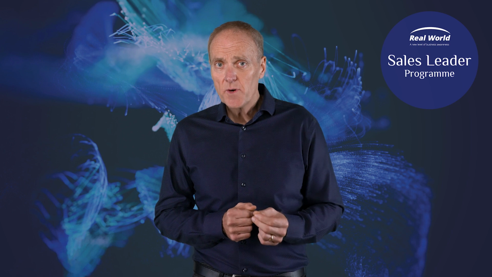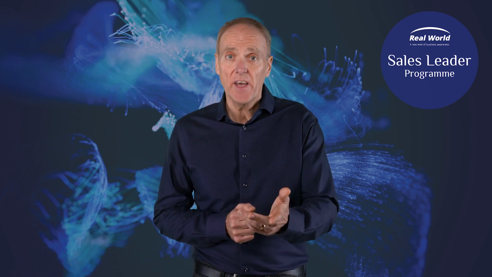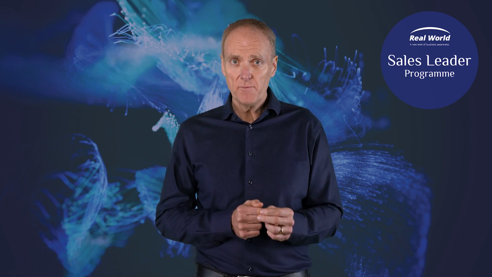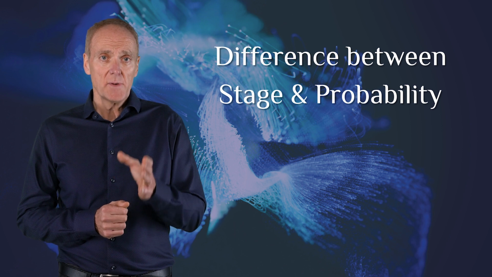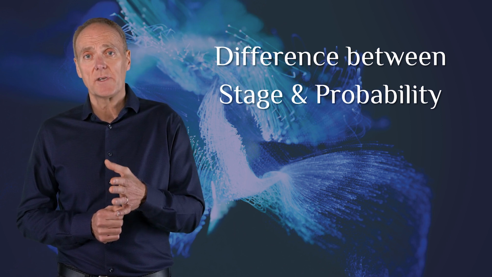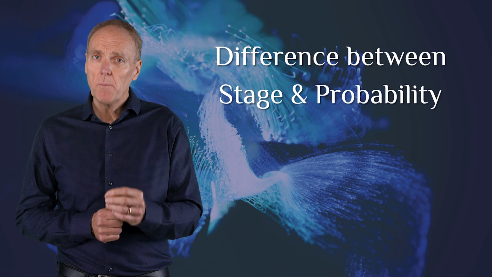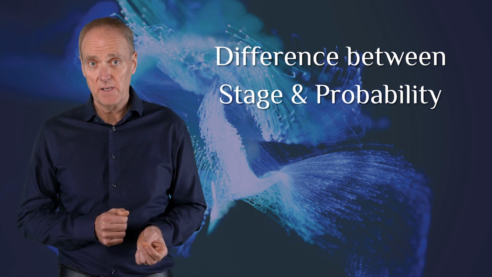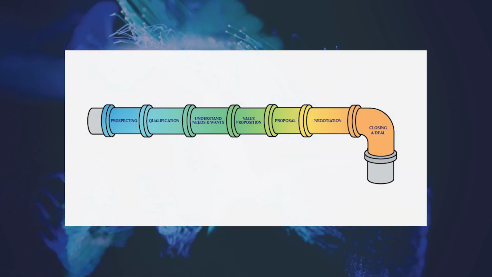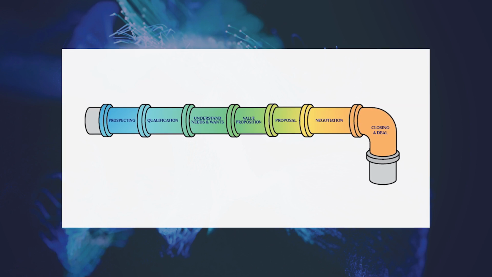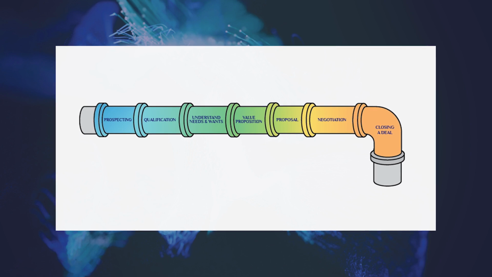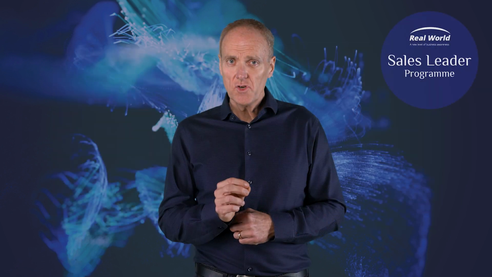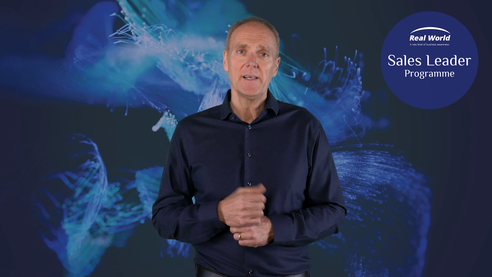So, how can you improve the accuracy of your pipeline and, at the same time, use it to drive improvements in your sales activity and develop your team? Well, firstly, it's important to remember there is a big difference between the stage an opportunity has reached in your sales process and the probability of it actually becoming signed up business. The stage is relatively easy to identify as long as you've broken down your overall sales process into identifiable stages, and most businesses have done this. But that is not usually a very good indicator of the probability.